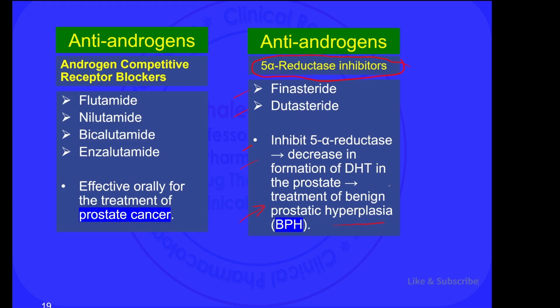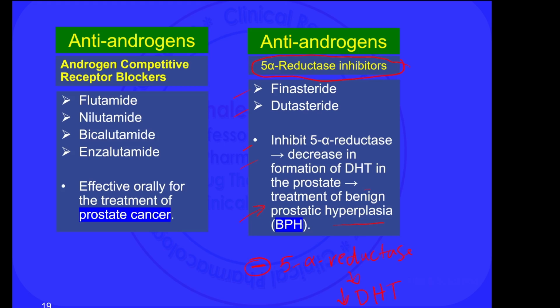So please remember the 5-alpha reductase inhibitor enzyme. We can put a minus here, as these drugs inhibit this enzyme. This leads to decreased formation of dihydrotestosterone. For this reason, we use them for patients with benign prostatic hyperplasia. This is the first group of medication, the 5-alpha reductase inhibitors.